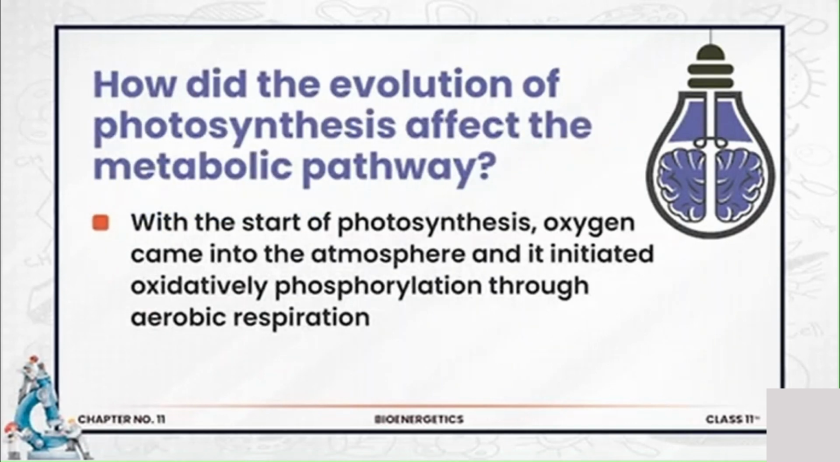Number 10, how did the evolution of photosynthesis affect the metabolic pathway? तो metabolic pathway को किस तरह से उसने affect किया? So with the start of photosynthesis, oxygen जो है वो environment के अंदर आना शुरू हुई. Oxygen came into the atmosphere and it initiated oxidative phosphorylation through aerobic respiration.